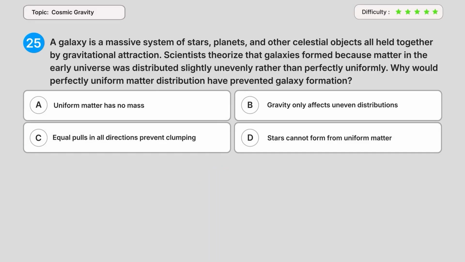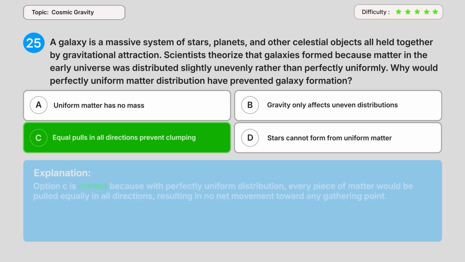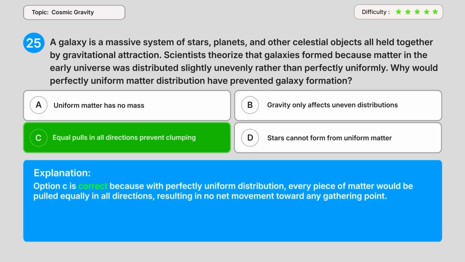Correct answer, C. Equal pulls in all directions prevent clumping. Explanation. Option C is correct because with perfectly uniform distribution, every piece of matter would be pulled equally in all directions, resulting in no net movement toward any gathering point.